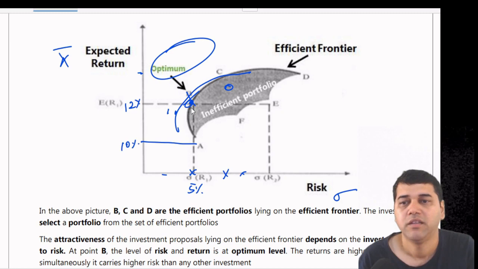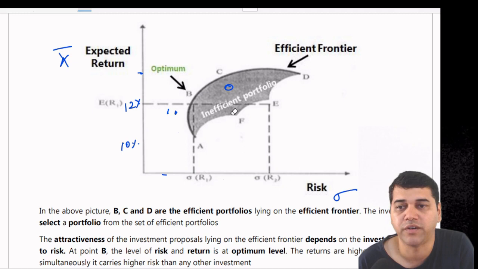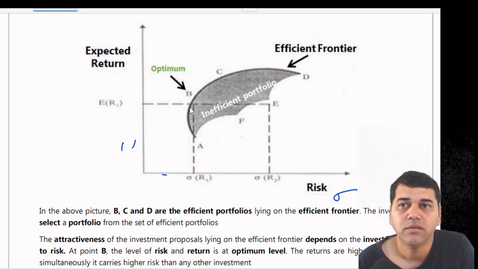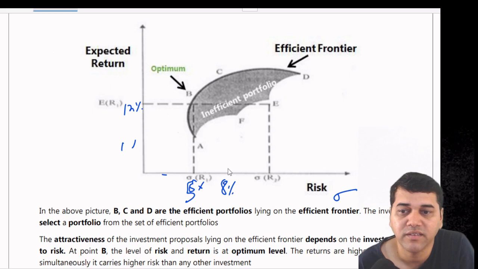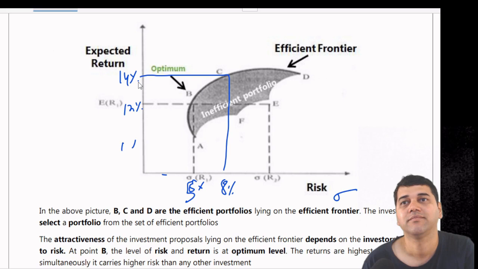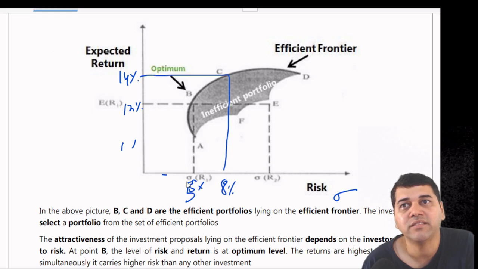Now, before I proceed further, I will ask you only one thing. B is 5% risk, 12% return. Say C is 8% risk, 14% return. Now, who is efficient? How can you say? Your B is less risk, less return. C is more risk, more return.